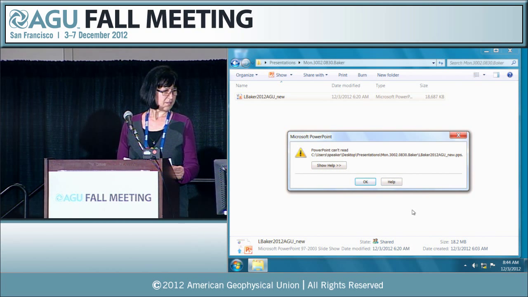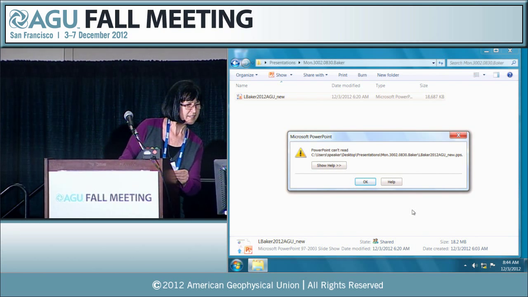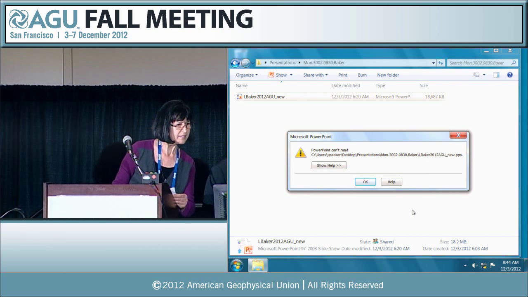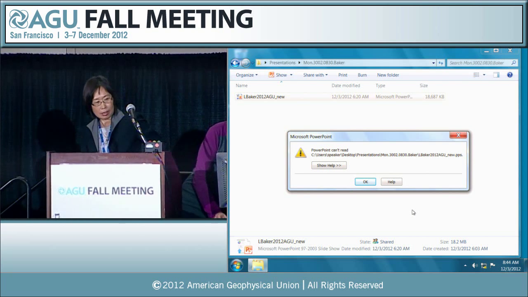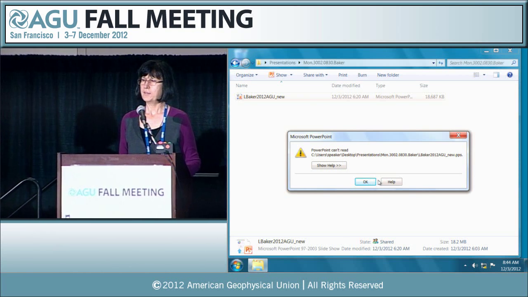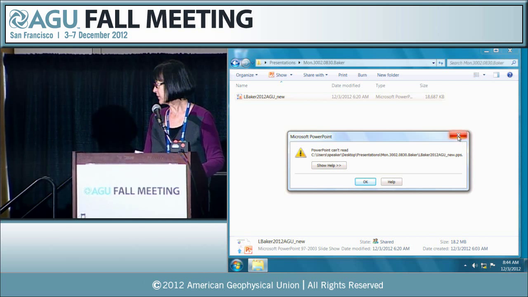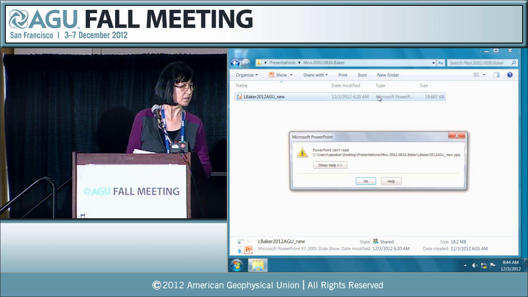The right one, Baker. Yeah, it should be that one. It said cannot be read. We need some help still. But good news is that the presentation is in the computer.